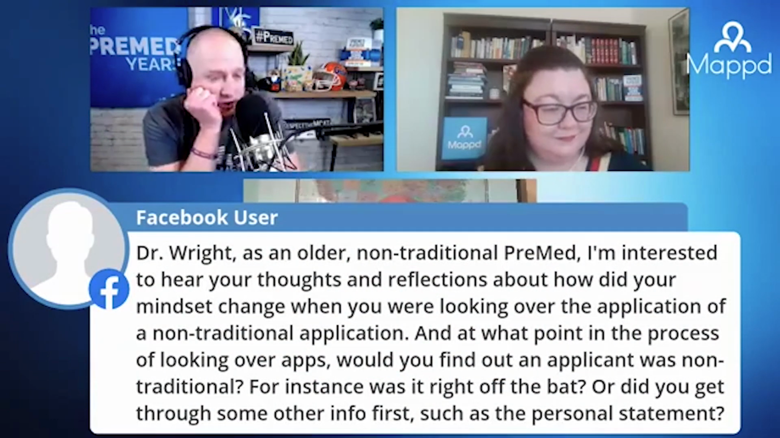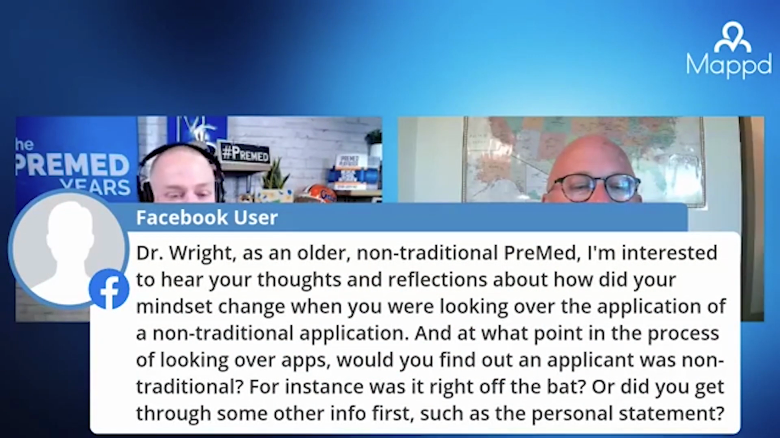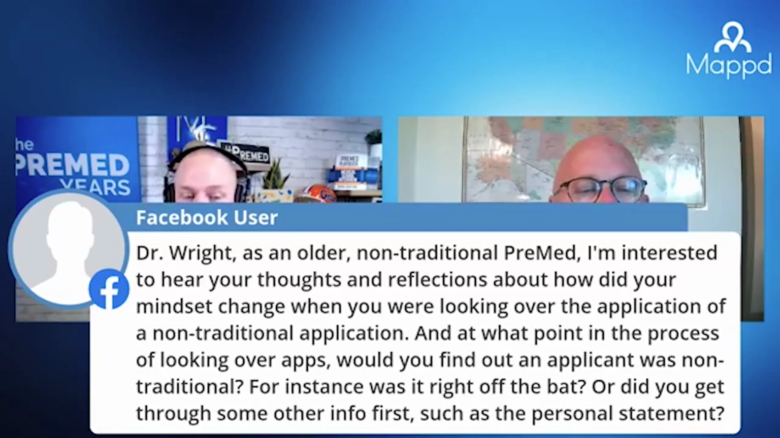Dr. Wright, as an older non-traditional pre-med, I am interested to hear your thoughts and reflections about how your mindset changed when you were looking over non-traditional applications. And at what point in the process of looking over apps would you find out an applicant was non-traditional? For instance, was it right off the bat, or did you get through some other info first, such as the personal statement?